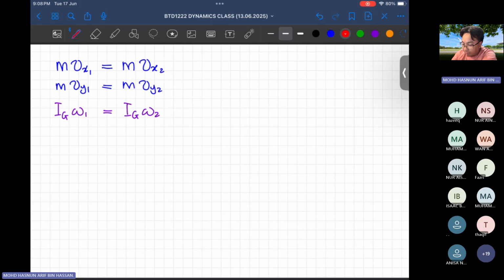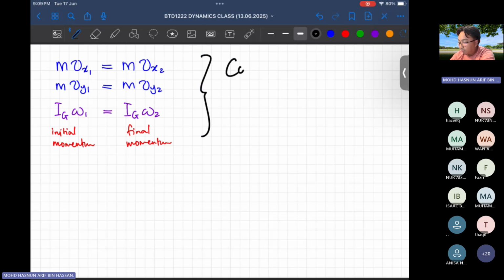So what we have here is initial momentum equal to final momentum. What is this called? When you have something like this, momentum yang awal sama dengan momentum yang akhir, this is known as the conservation of momentum.